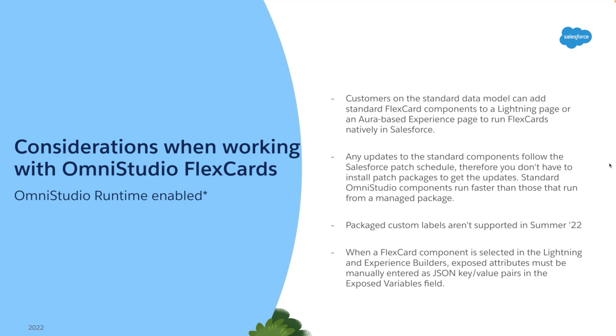Now, what about when the OmniStudio runtime is enabled, right? So what are the considerations there? The customers on the standard data model can add a standard FlexCard component to a Lightning page or any Aura-based experience page to run FlexCards natively in Salesforce. Meaning you can drag and drop a FlexCard component on the page, and provide the name of the card that you want to execute, right? So you're no longer drag and dropping the auto-generated component, but the given FlexCard component where you can provide the name of your card.